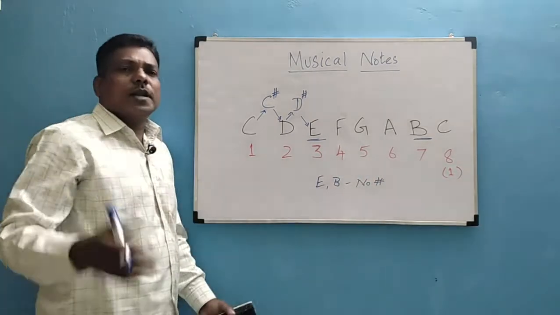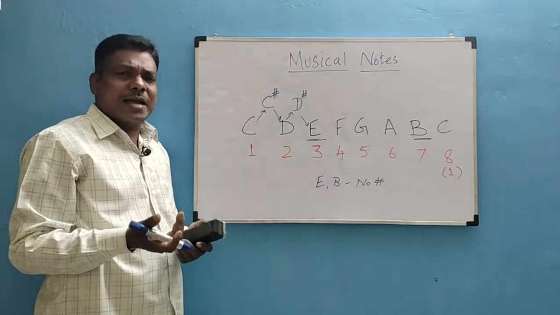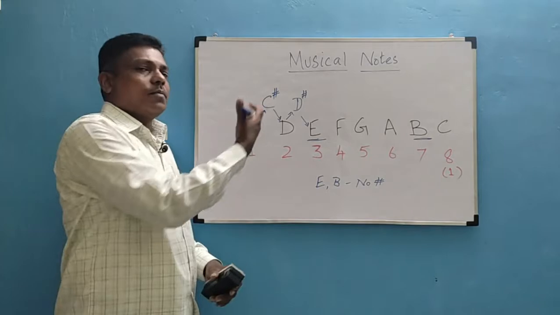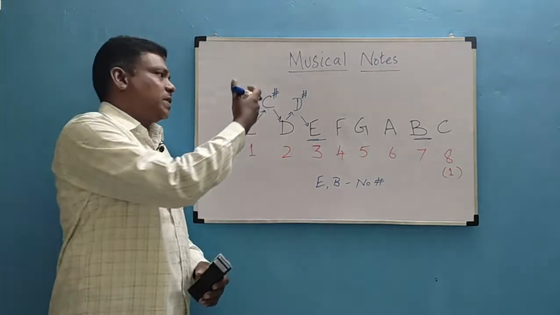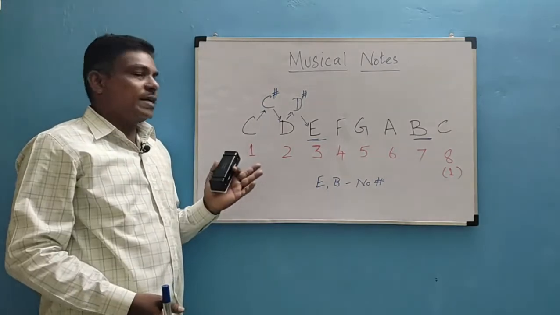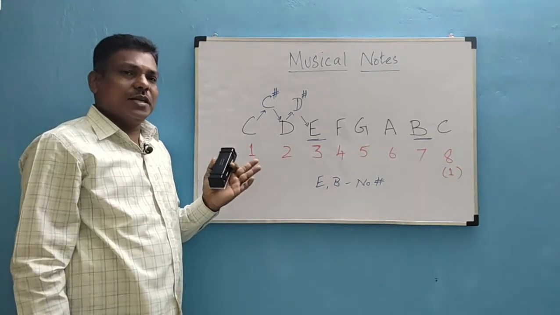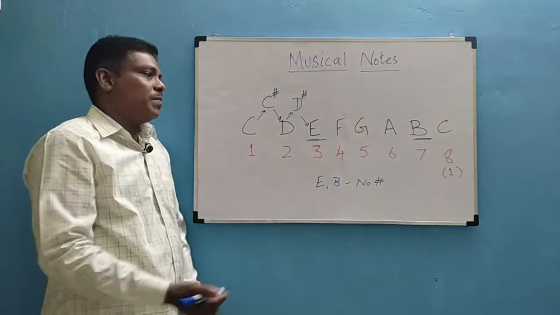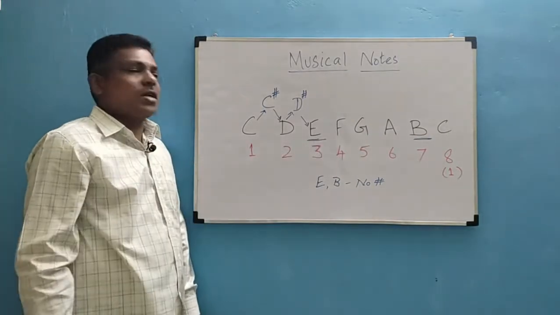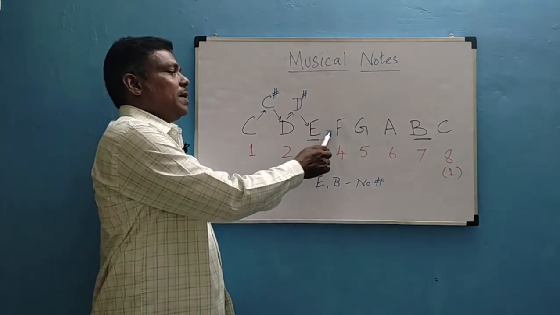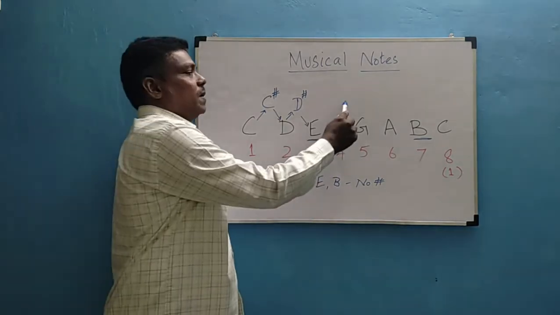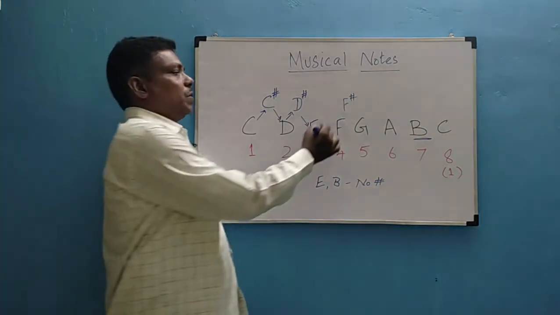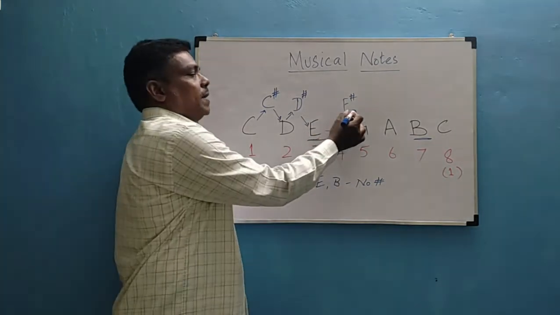This is the symbol for sharp. In our computers and mobiles we have a hash symbol, no? The same hash symbol is used as sharp, for a half note. While using the same symbol in music, you call it sharp. So C, C sharp, D, D sharp, E, and I marked that E and B don't have sharps. So after E, the next note will be F, and then from F you will move to F sharp, and then G.